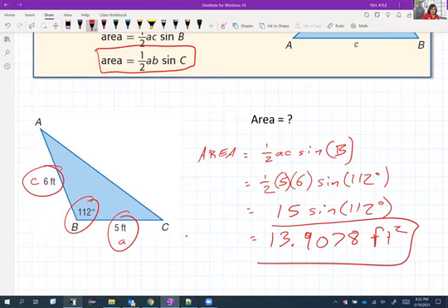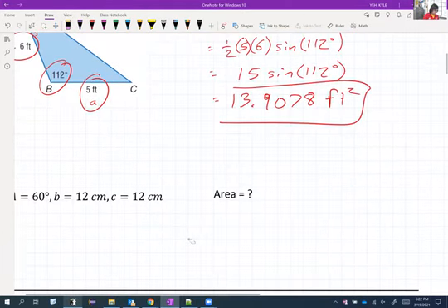And that looks about right. 5 and 6, if you pretend those were the base and the height, if they had intersected at a 90-degree angle, 1/2 base times height, 1/2 times 30 is 15. So it's a little bit less because this is chopped off. It's not a complete right triangle. This is just a handy way to get the area of any triangle, whether it's a right triangle with a base and height clearly defined or not. 1/2 AB sine C. 1/2 times side times side times sine of the angle in between.